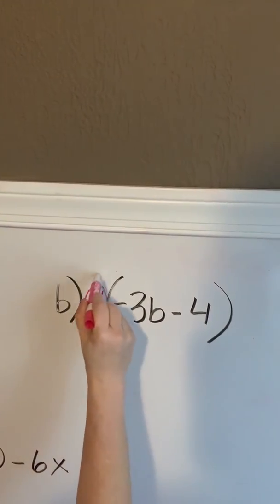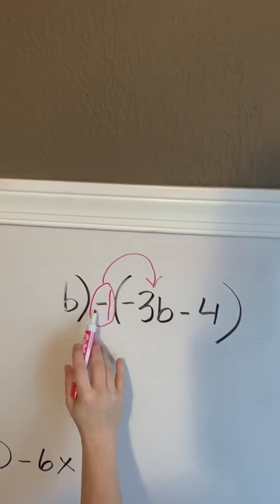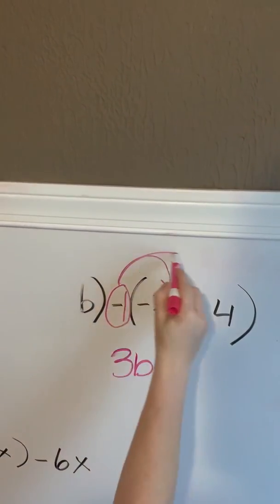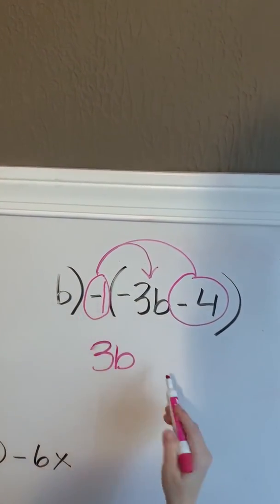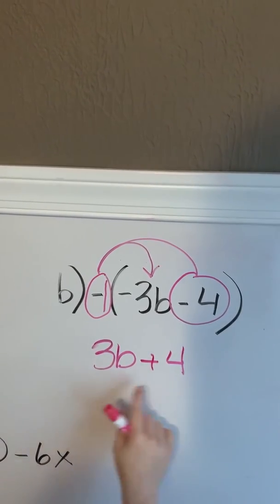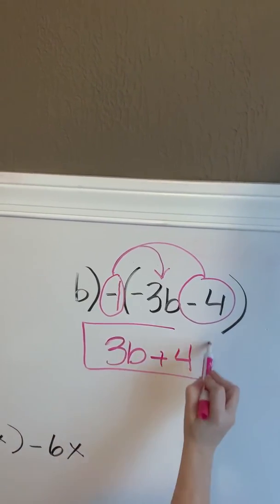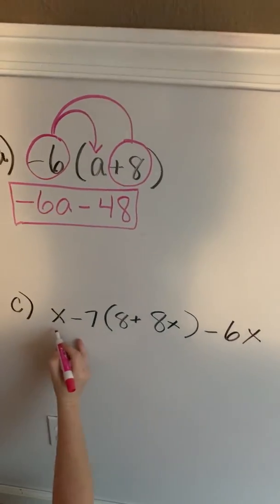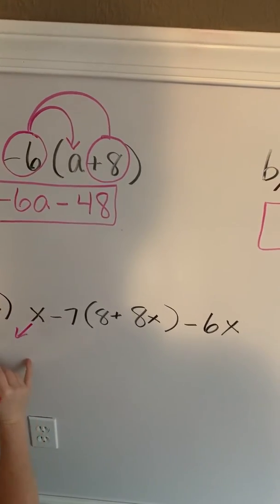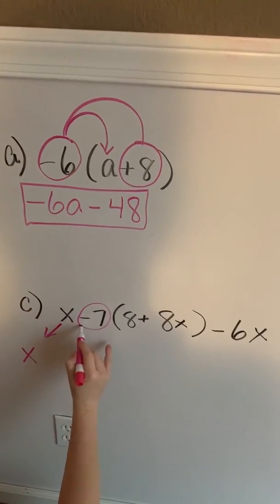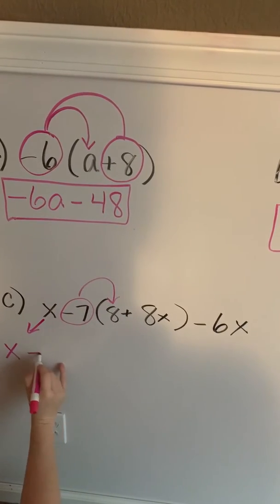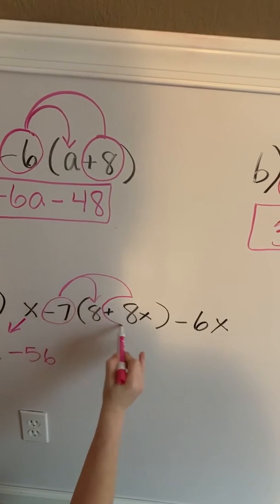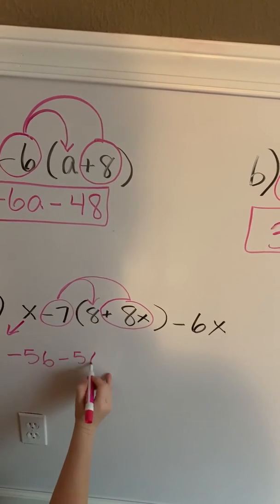So negative 1 times negative 3b, negative times a negative is positive, so that becomes 3b. Negative 1 times negative 4, negative times negative is a positive, so it'd be 4. And I can't combine anything, so it stays like that. All right, C. This is not touching the parentheses, so we're just going to drop it. I have negative 7 times a positive 8, that's negative 56. Negative times a positive will be negative 56x.